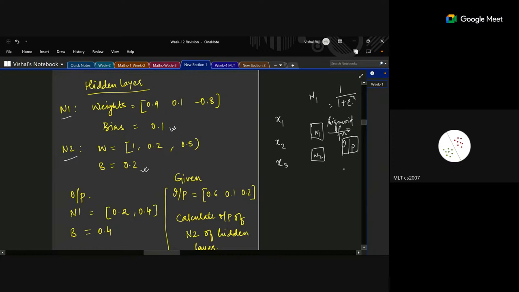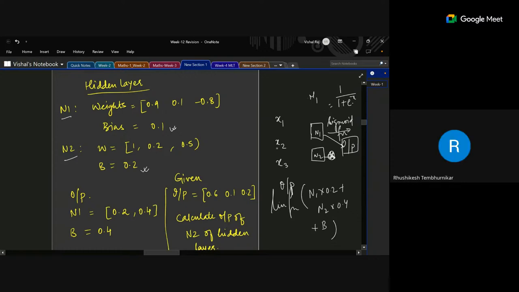The output layer has only one neuron, and that also has weights. Whatever values you get from here, N1 will get multiplied with 0.2 and N2 will get multiplied with 0.4. Then you add the bias here and put it inside the linear function, and this will be your output. This will be your overall output, but you can be asked to calculate at any of the places. Here you have been asked to calculate the output of N2.